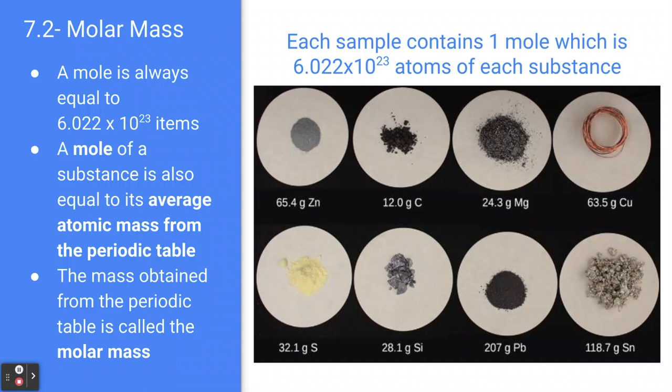So if you look at the periodic table, the molar mass of copper is roughly 63.5 grams. That's what you're seeing there in that image. Tin is 118.7, so that's what we measured out there. So in order to find the molar mass of a substance, you need to go to the periodic table.